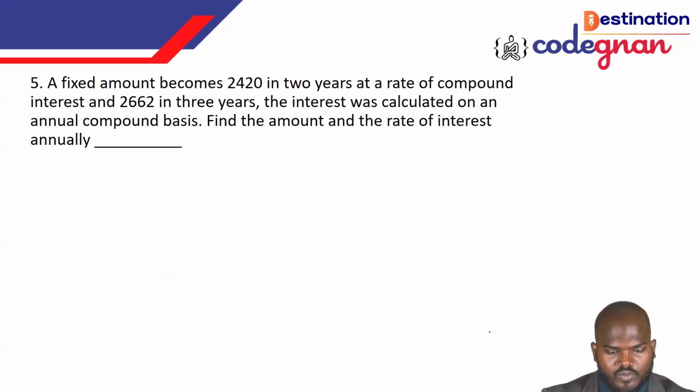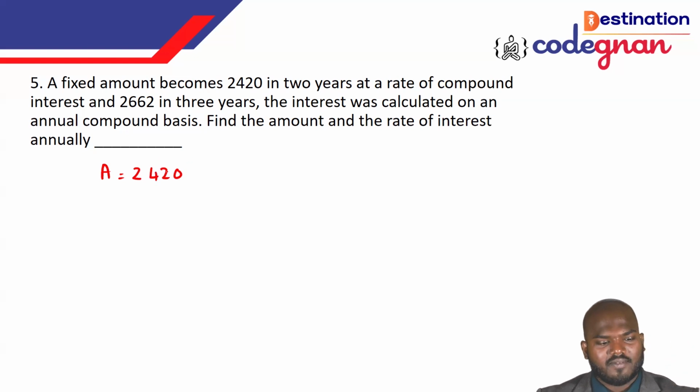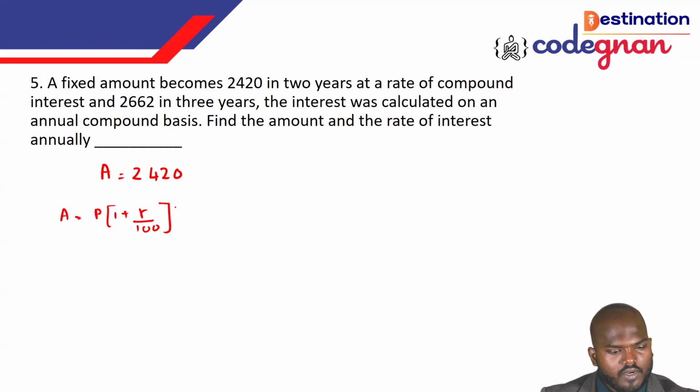Okay, going to the next question: a fixed amount becomes 2420. It is definitely not the principal, that is called the amount. If the word "becomes" is there, then it is not the principal at all, it is the amount. The time given here is 2 years. Then I apply the formula A = P(1 + R/100)^N. So A is 2420 = P(1 + R/100)^2.